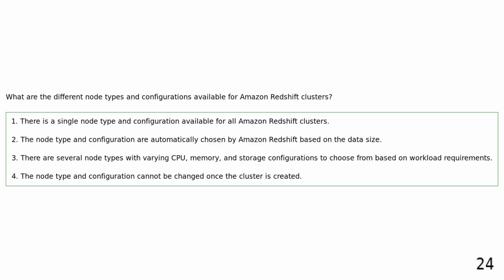What are the different node types and configurations available for Amazon RedShift clusters? There is a single node type and configuration available for all Amazon RedShift clusters. The node type and configuration are automatically chosen by Amazon RedShift based on the data size. There are several node types with varying CPU, memory, and storage configurations to choose from based on workload requirements. The node type and configuration cannot be changed once the cluster is created.